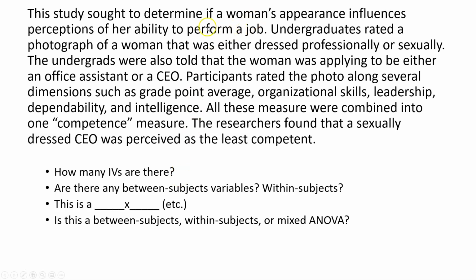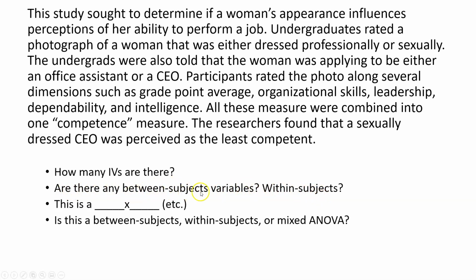We can know that from looking up here where it says that undergraduates rated a photograph of a woman that was either dressed professionally or sexually. And then they were told what kind of job the woman was applying for, either an office assistant or a CEO. So that's the second type of independent variable, or the second factor: job type, office assistant or CEO.